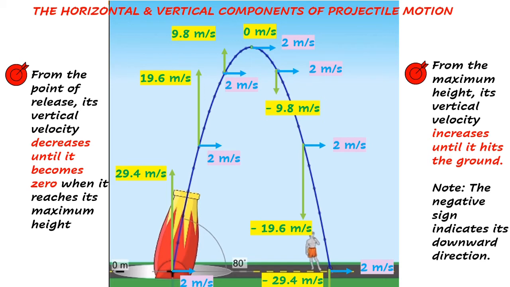The values of its horizontal and vertical velocities on its way up and down along its trajectory are symmetrical. In other words, the values are the same. Only the signs and directions differ. Correspondingly, the horizontal and vertical accelerations and the time taken to go up to the maximum height and go down to the same level where it was launched are equal. Its vertical velocity decreases from the point of release until it becomes zero when it reaches its maximum height.